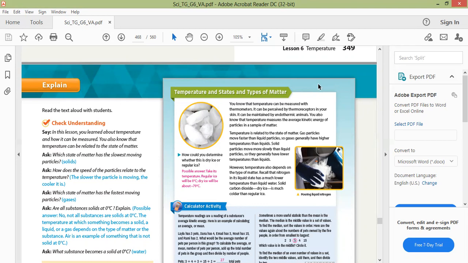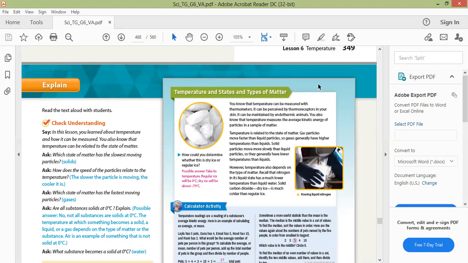Yes, steam. Temperature is related to the state of matter. Gas particles move faster than liquid particles, and liquid particles move faster than solid particles. So gases generally have higher temperature. Gas particles have higher temperature than liquid because they are faster. Solid particles move more slowly than liquid particles, so they generally have lower temperature than liquid.